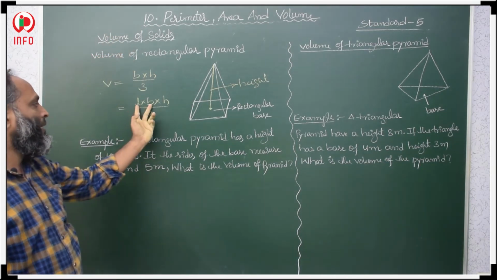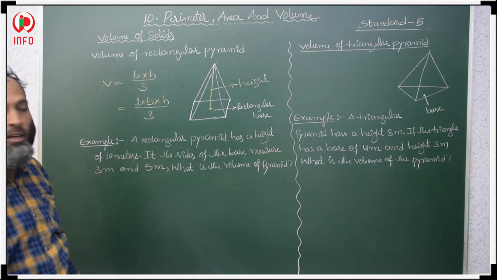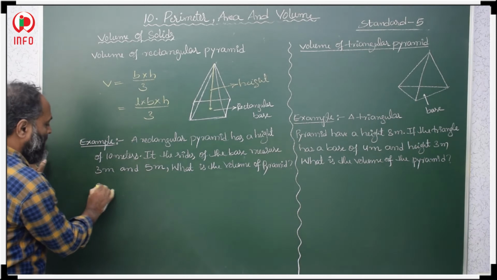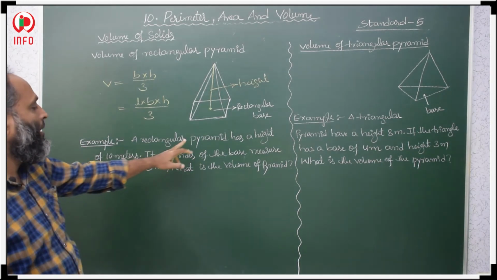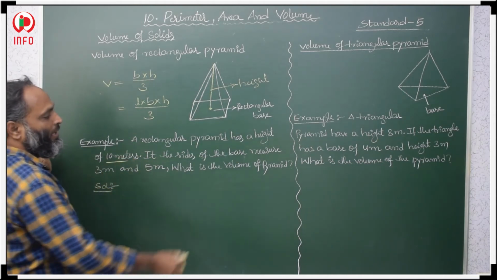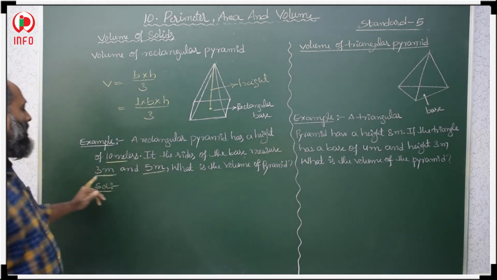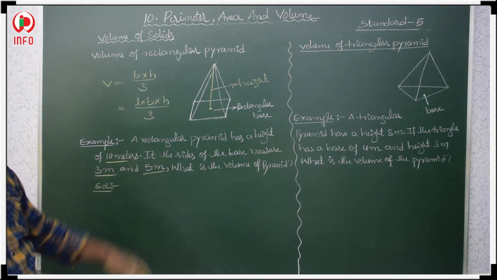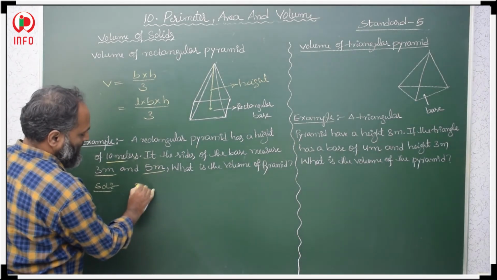Rectangle area is length into breadth into height, divided by 3. Now here in this word problem, he has given an example: a rectangular pyramid, height is given as 10 centimeters, sides of the base 5 centimeters and 3 centimeters, length and breadth are given. Then what is the pyramid volume?